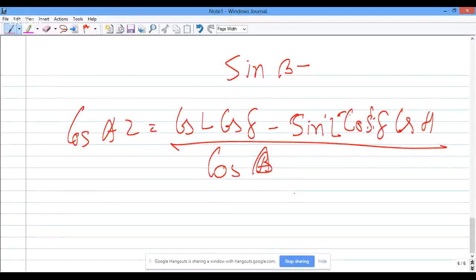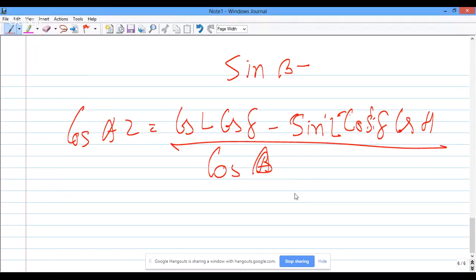The picture is not getting projected. Like you are writing on the screen, but here the video is not coming. Okay, there's some technical problem. Is it coming here? No. It will come in a few minutes.